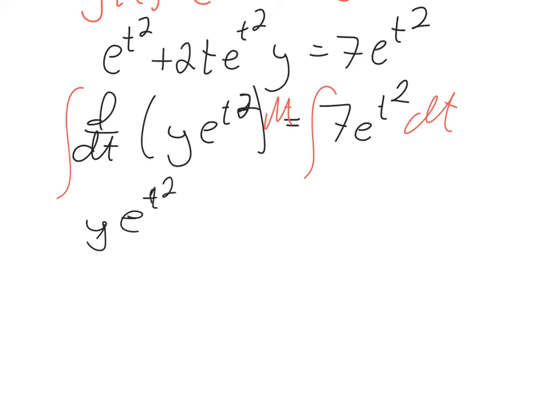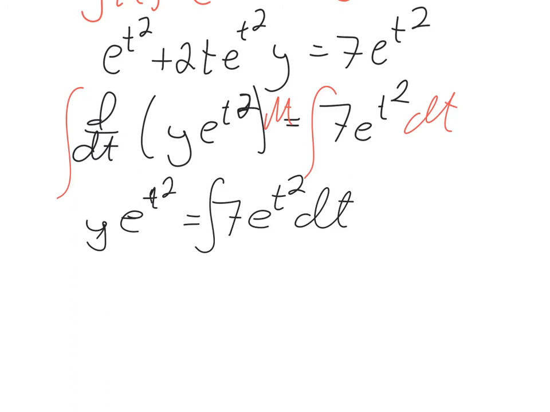All right. Sorry, my software is arguing with me here. Okay. So I've got e to the t squared y equals the integral of 7e to the t squared dt.